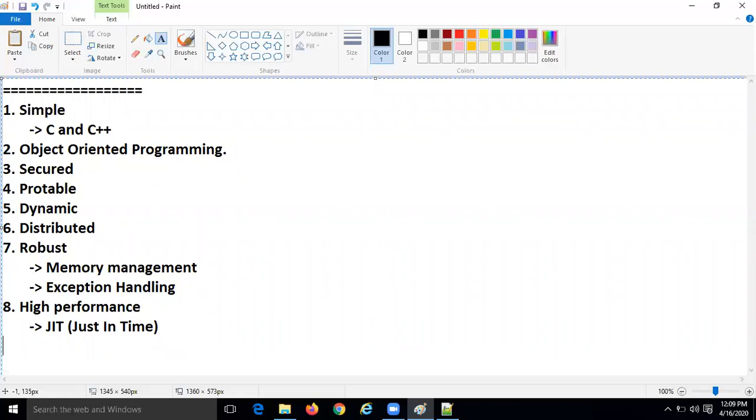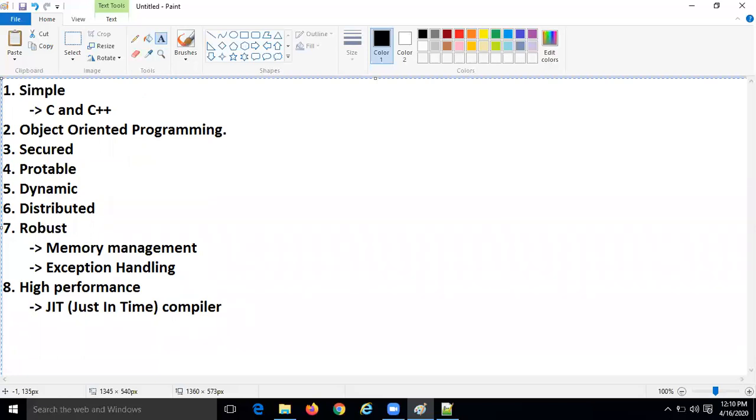Initially, how does Java provide the high performance? Java initially converts our source code into bytecode. That is transformed into machine code with the help of the JIT compiler. What is that here? JIT compiler, just in time.